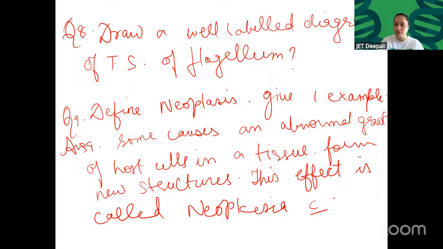Which causes, leads to cancer. So there are certain viruses, like papillomavirus, cervical virus. They use the body of the host, their guest, and cause abnormal growth in certain tissues of our body, ultimately leading us to cancer. And this abnormal growth of tissue is called neoplasia. Clear?